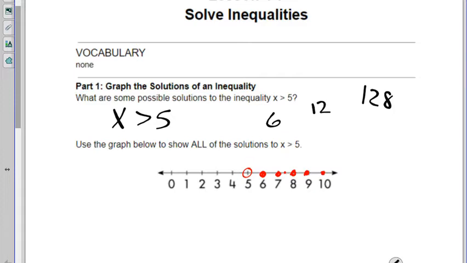And if I kept putting dots for every point in between, eventually what I'm going to get is a solid line here. And then I'm going to put a dark arrow there to show that it includes everything even beyond that. And there you go. That's the solution for x is greater than 5. Doesn't include 5, that's why we've got a circle around it, but everything above the circle is included.